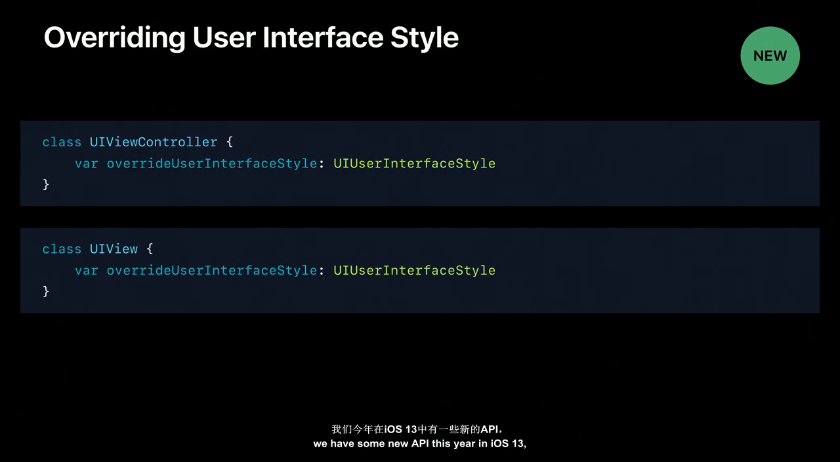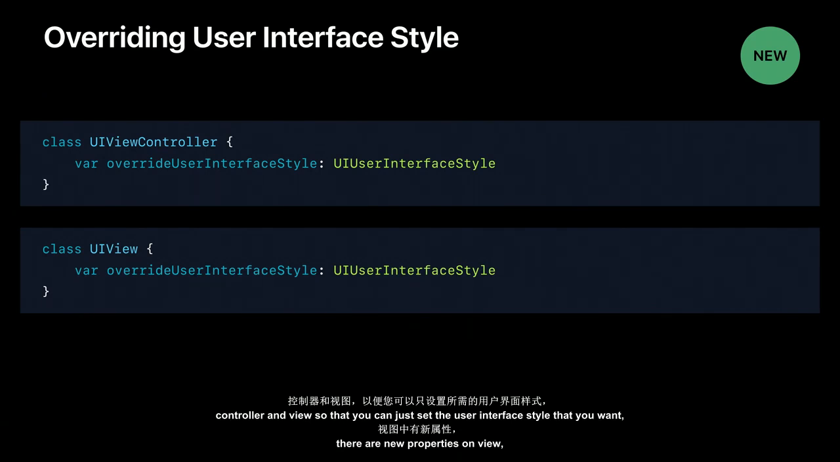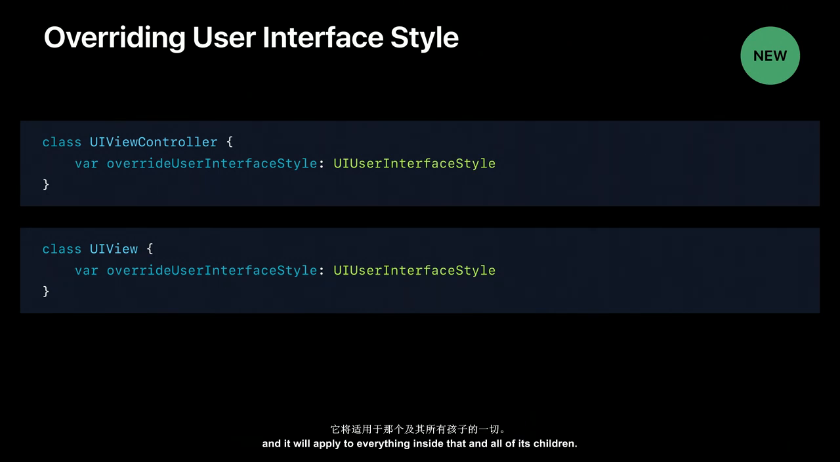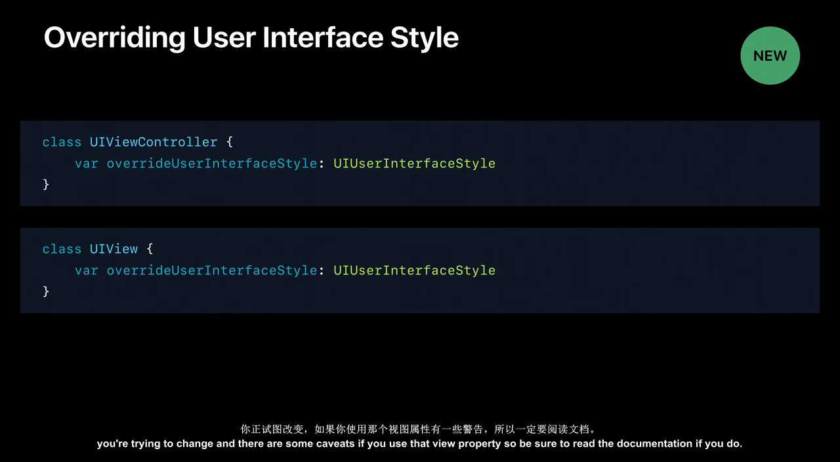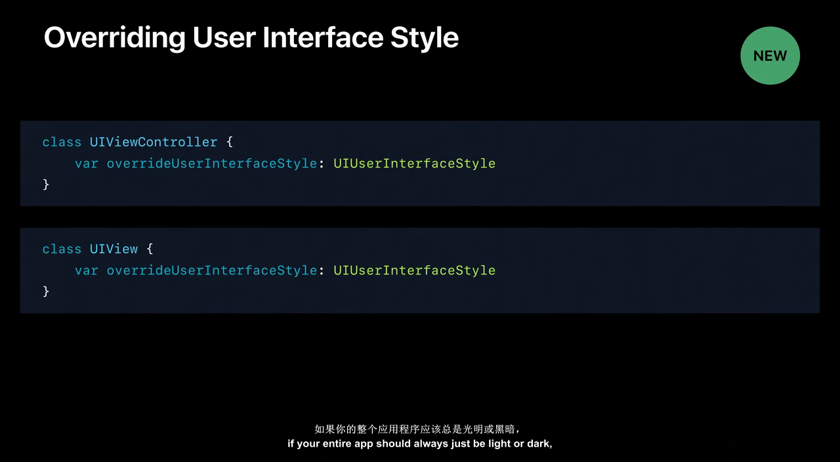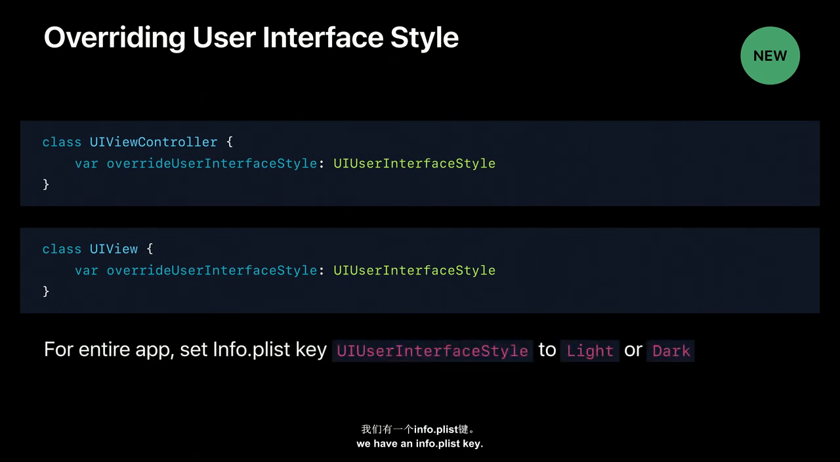We have some new API this year in iOS 13 to make this really easy. There are new properties on view controller and view so that you can just set the user interface style that you want, and it will apply to everything inside that and all of its children. Now, you should use the view controller property whenever possible. The view one should only be used if you don't have a view controller around for that particular thing you're trying to change. And there are some caveats if you use that view property, so be sure to read the documentation if you do. Finally, if your entire app should always just be light or dark, we have an info plist key you can set to make this really easy.